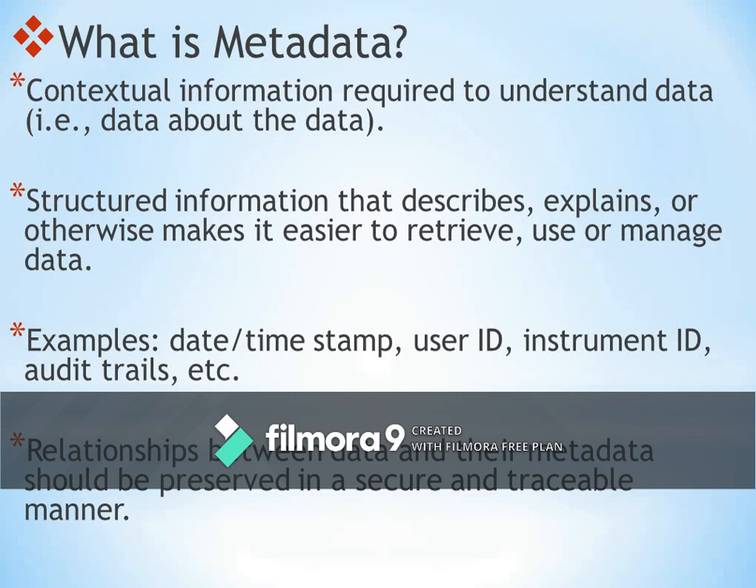Now there is another important thing to understand, that is metadata. We always talk about data, about ALCOA principles, ALCOA plus, but there is one thing behind the data, that is metadata, the contextual information required to understand the data. Data about the data is called metadata. It is structured information that describes, explains, or otherwise makes it easier to retrieve, use, or manage the data. Some examples are date and time stamps, user ID, instrument ID, audit trail. These are all metadata.